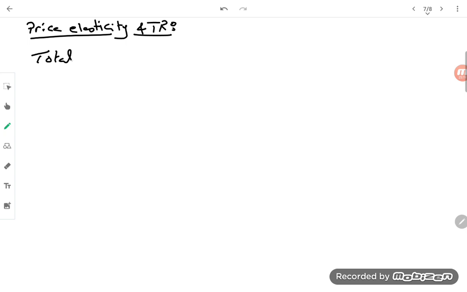Revenue is calculated as price multiplied by the quantity. So according to the law of demand, when price increases, quantity will decrease. But what's going to happen to the total revenue? Price increases, quantity will decrease, and vice versa. So total revenue is going to increase or decrease. Actually, this depends on elasticity.